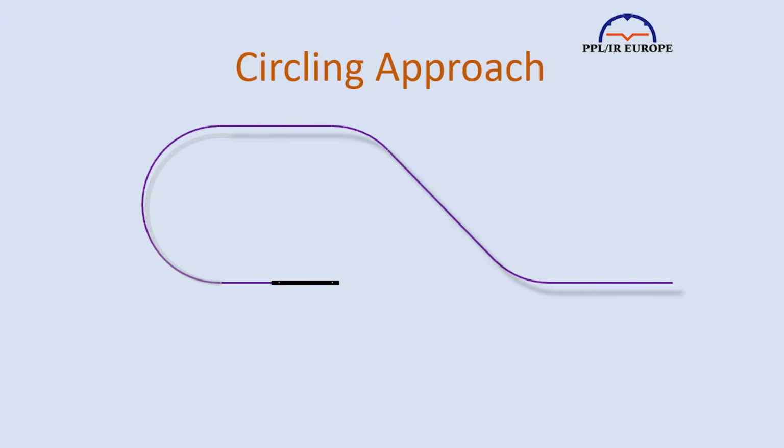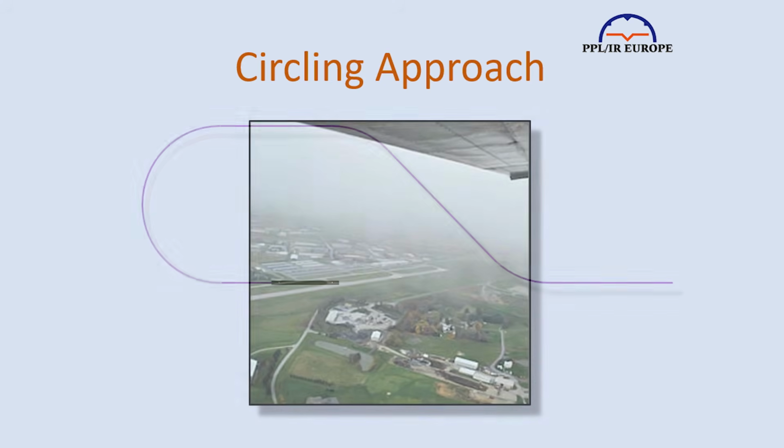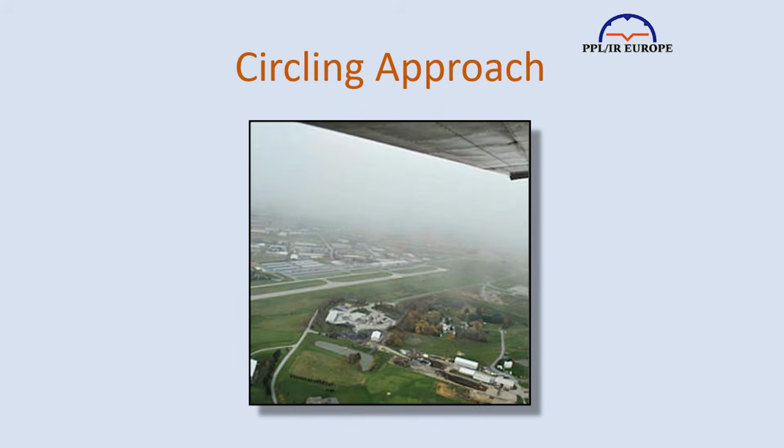A circling approach is a type of instrument approach procedure that allows an aircraft to approach a runway under IFR, possibly in IMC, but requires a visual manoeuvre to align with and land on a different runway than the one initially approached. This is often necessary when the instrument approach does not align with the available runways due to terrain, obstacles, or airspace restrictions. Although the manoeuvre is visual, it's still an IFR procedure.